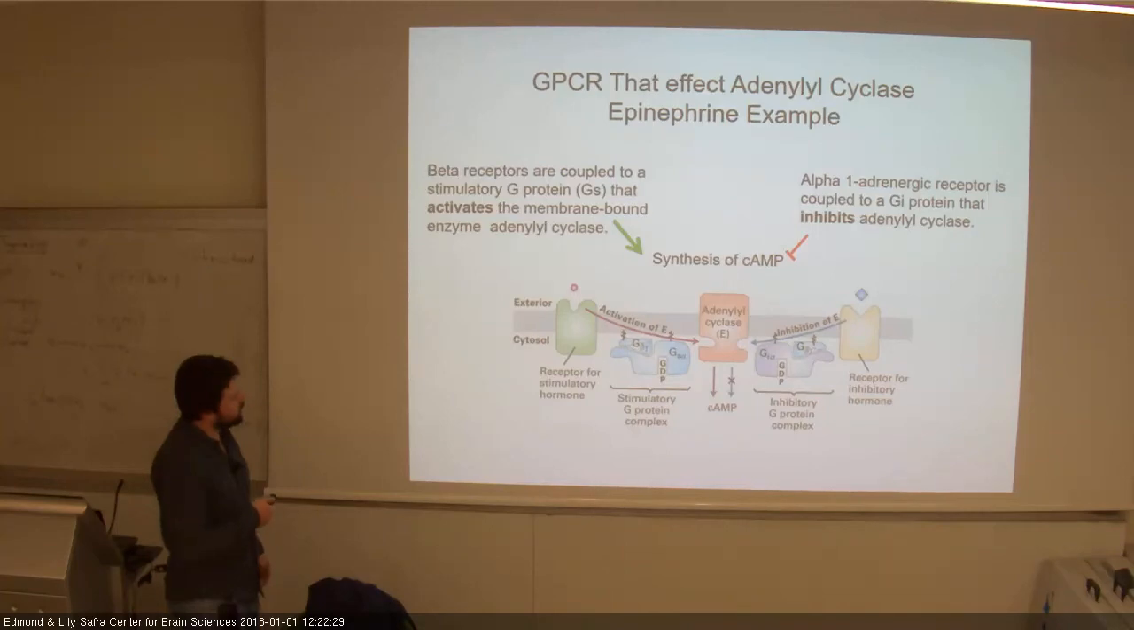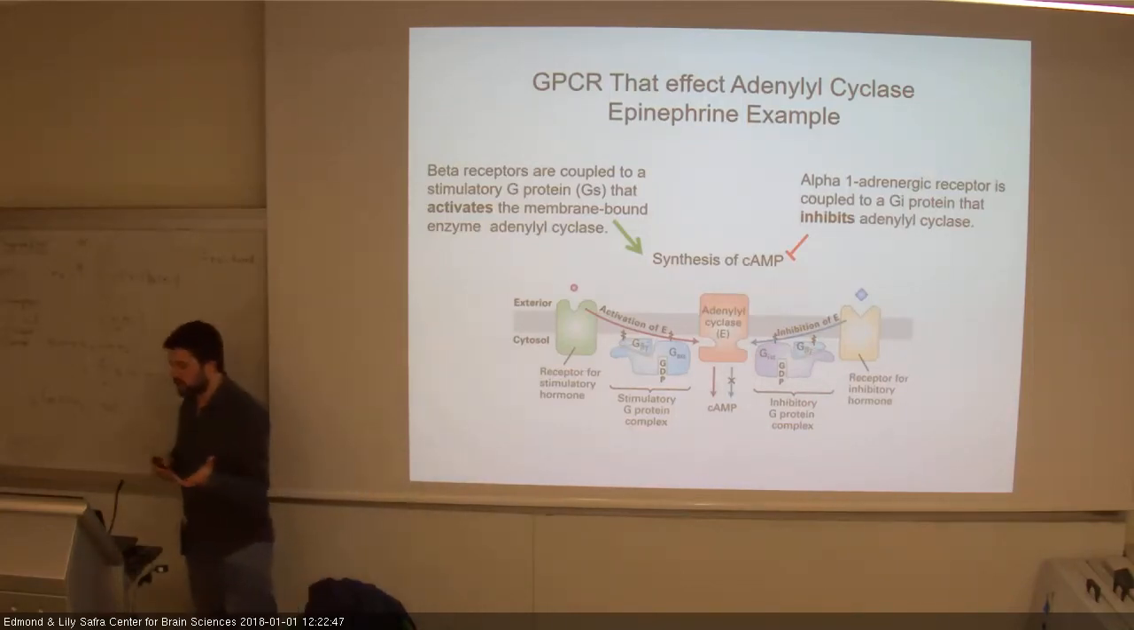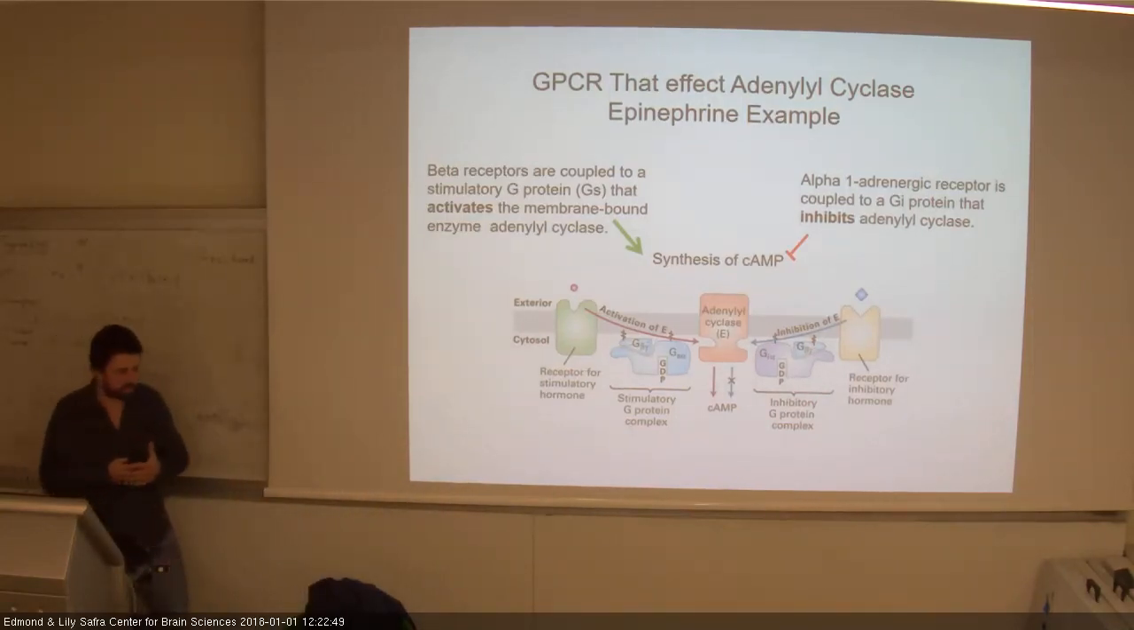So depending on the type of receptor, a receptor that will be exposed to epinephrine can cause an activation of an enzyme or an inhibition of an enzyme. Also, this typically doesn't happen in one specific type of cell. It will be in different types of organs, and it will cause a different type of response.